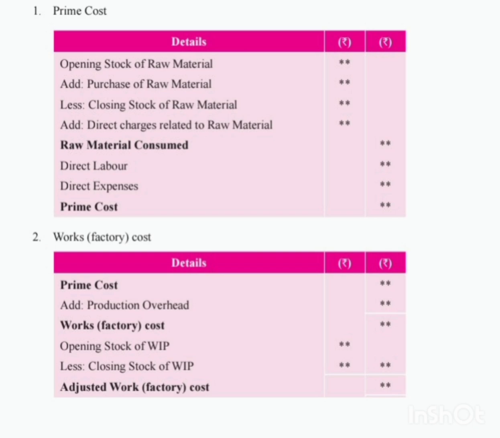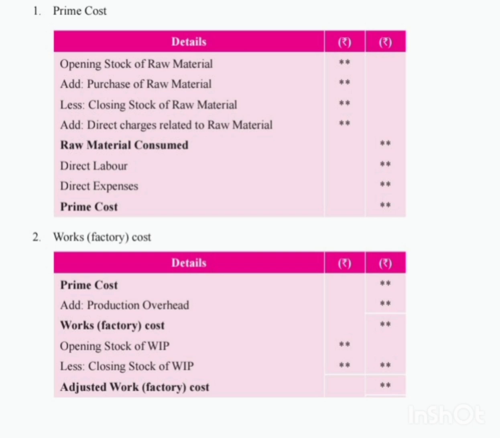We start with the opening stock, and with that opening stock we will add purchases of raw materials and carriage inward, then subtract the closing stock of raw materials. What we get is the raw materials consumed.